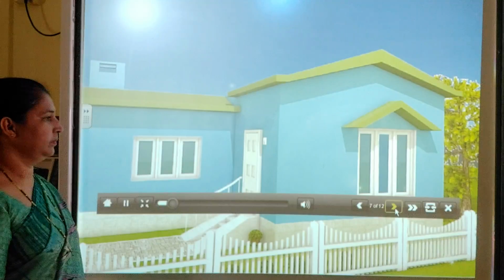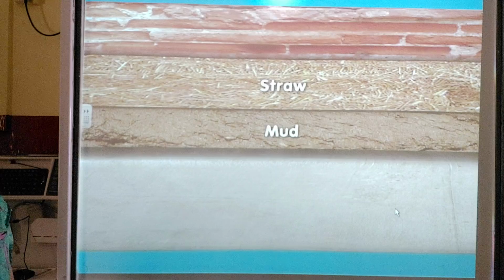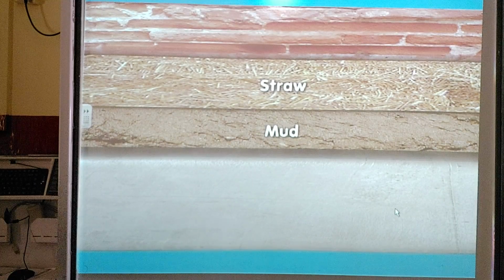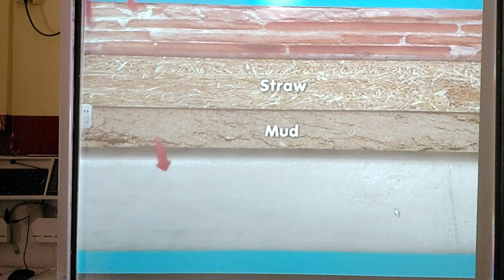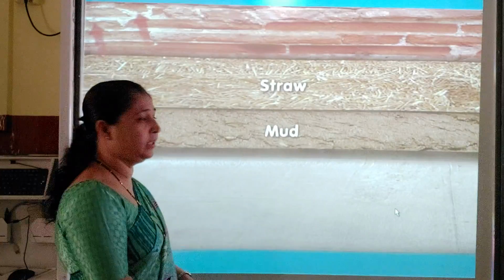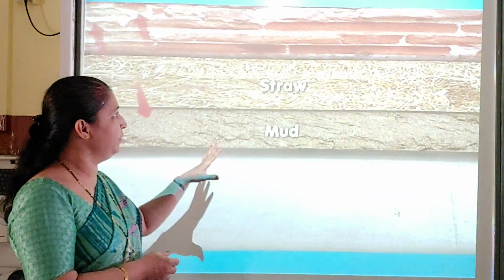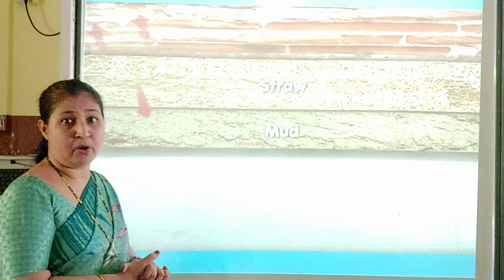In hot countries, when a house is constructed, a layer of mud and straw is laid over the roof in between the concrete and bricks. Mud and straw being insulators of heat reduce the amount of heat entering the house. You might have seen in villages how they construct houses. Straw will be there, mud will be there. This will not allow the heat to pass through, so they don't feel so hot.